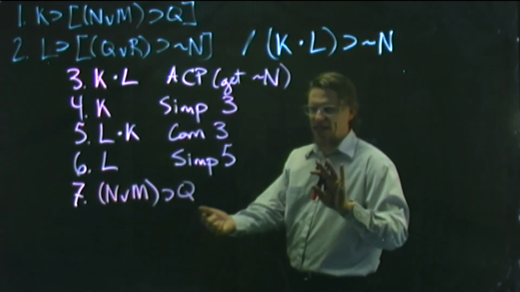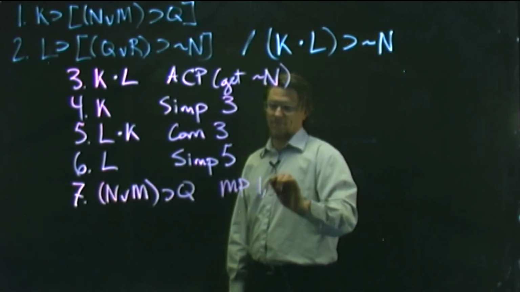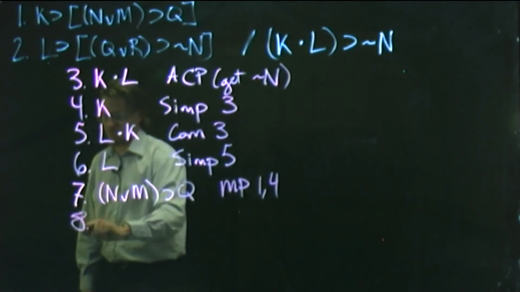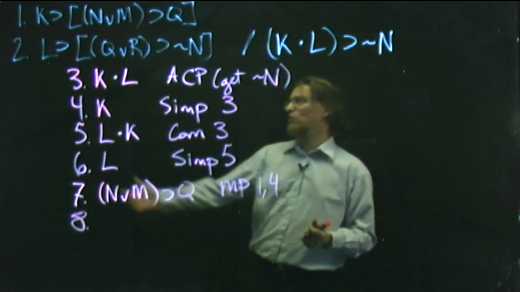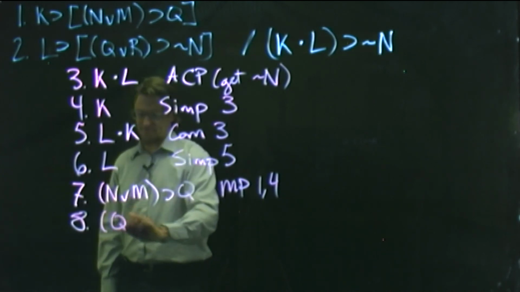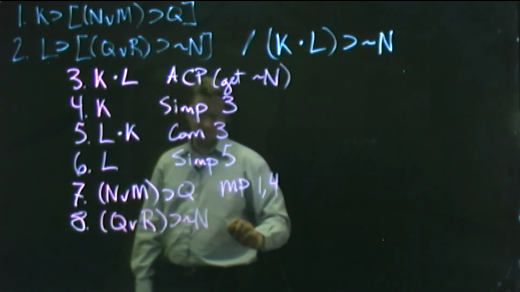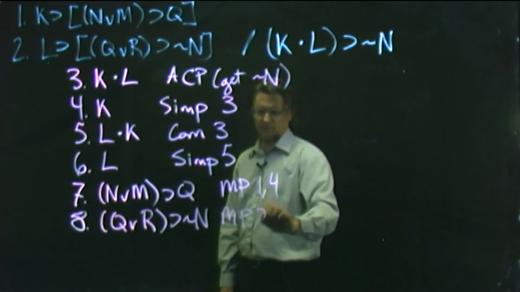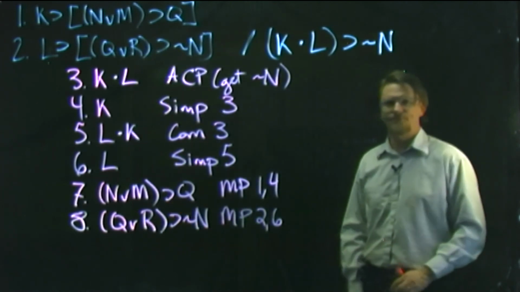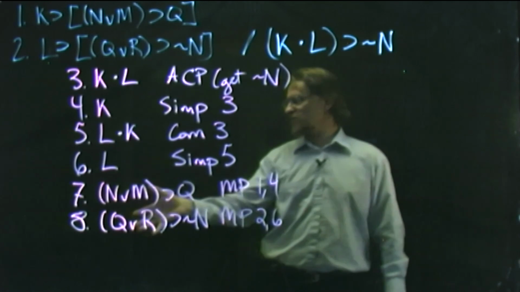Giving us n wedge m horseshoe q. That's modus ponens 1 and 4. And then we can do a modus ponens with 2 and 6. We've got the L there. So modus ponens 2 and 6 gets us all of that. So we've got these two pieces here. We've boiled down the two premises in our assumption to this. We got to this point.